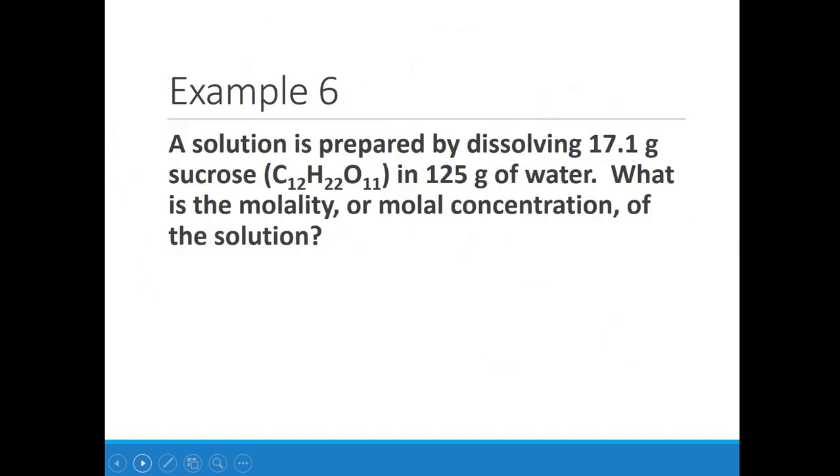All right, so why don't you guys try example 6? So go through and calculate it. It's asking, so molal, just a heads up, is the same thing as molality.